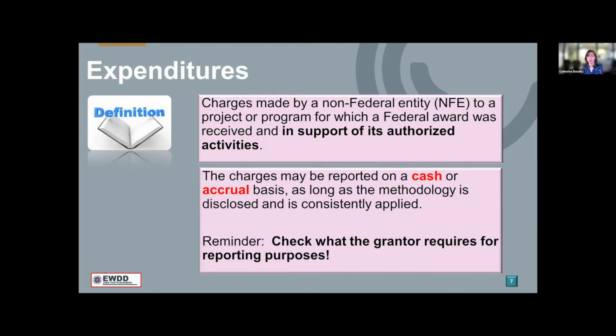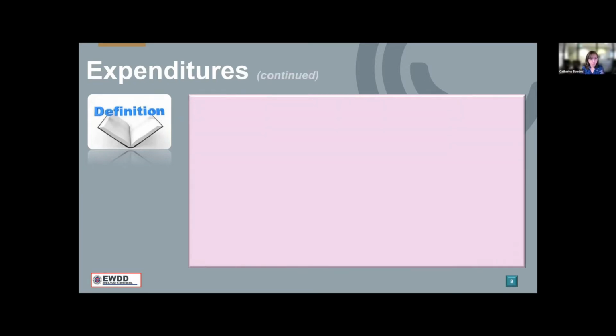That's where you will see that. So keep that in mind. If you're not sure, check with your grant agreement or your grant officer or your pass-through entity, okay?